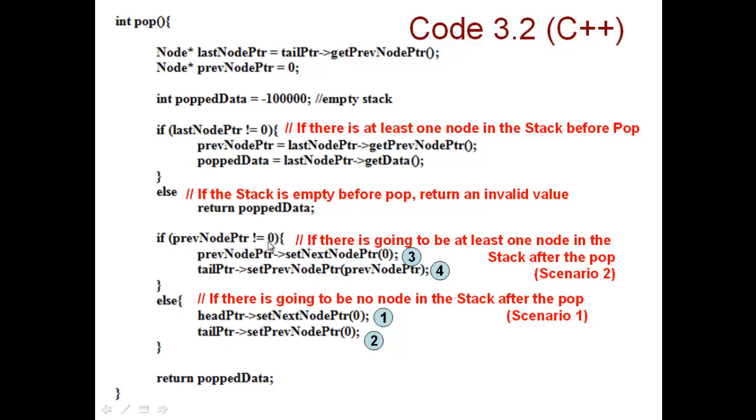Now, if previous node pointer is not null, that means there is some node previous to the last node. So even if you pop out the last node, the stack is not going to become empty. Then what we have to do? After the pop operation, the previous node to the last node is going to become the last node in the forward direction. So the previous node pointer's arrow set next node pointer will be set to null. So the previous node will become the last node. There's no next node following it. And the tail node has to be linked to this previous node. So tail pointer arrow set previous node pointer and pass the previous node pointer as the argument.